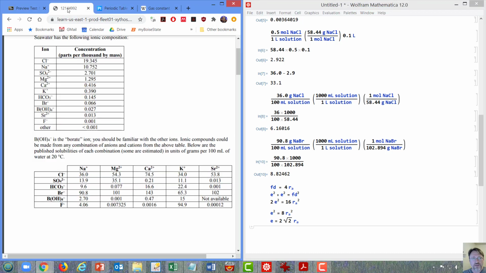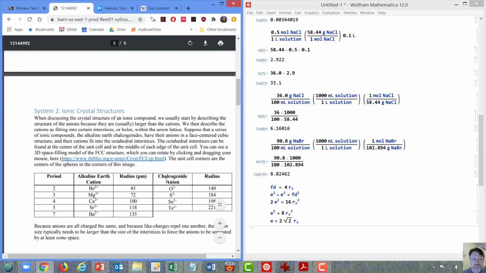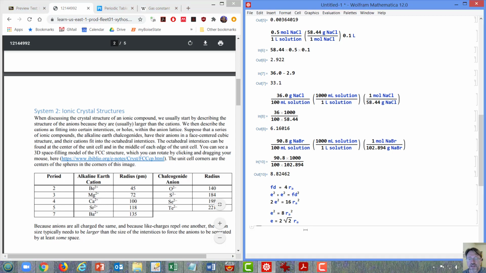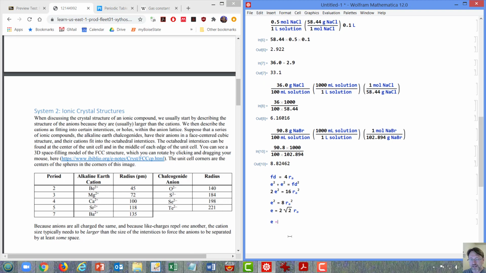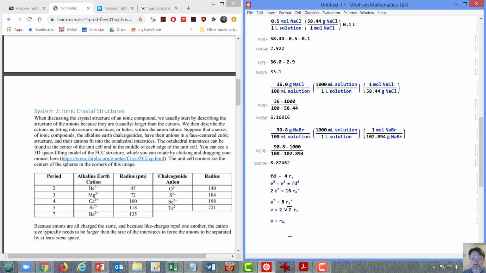The background information we had also tells us that the cations are in the octahedral interstices, and the octahedral interstices can be found at the center of the cell and in the middle of each edge of the unit cell. That means that the edge of the unit cell corresponds to an anion radius, 2 cation radiuses, and another anion radius as we go across.